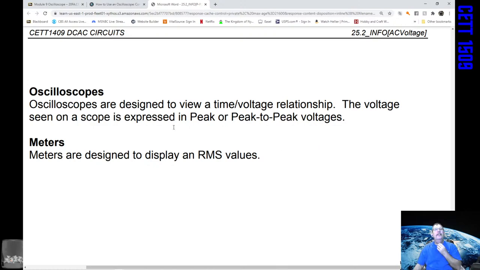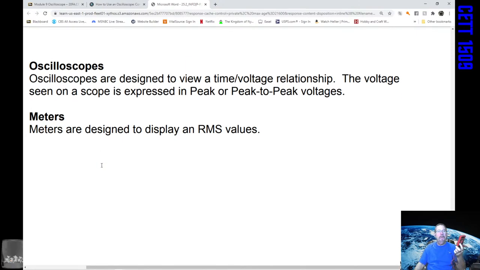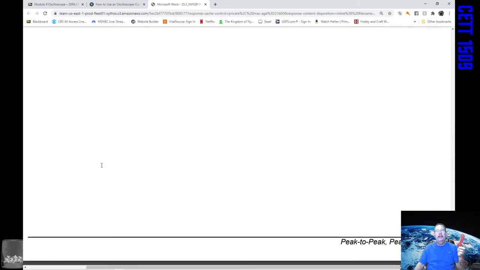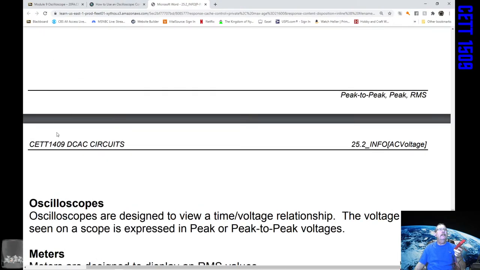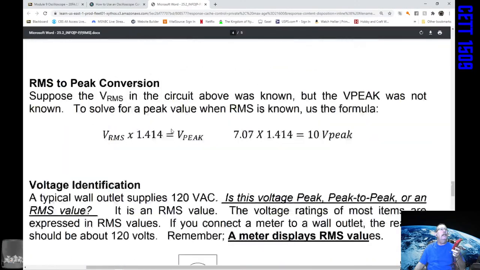So oscilloscopes are designed to view a time to voltage relationship. The voltage seen on a scope is expressed in peak or in peak to peak voltages, and these meters are designed to display RMS values. So that's it for this sheet.